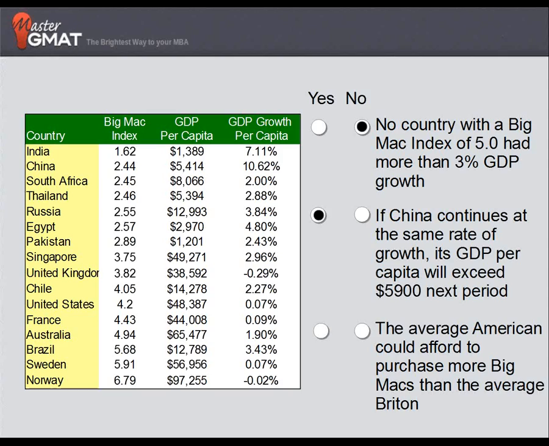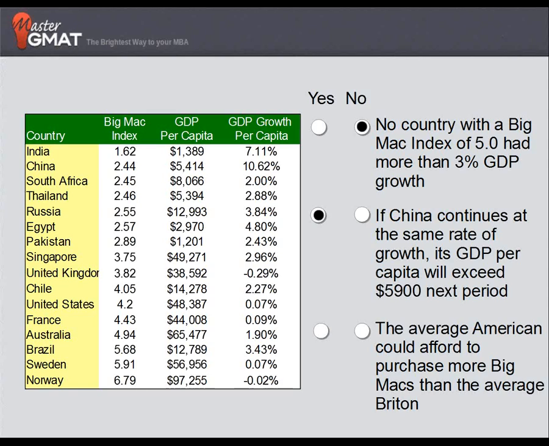Okay, so for example, with Russia, the GDP per capita is $12,993. Russia is row 5, by the way. And the Big Mac index for Russia is 2.55. So if we do the division, 12,993 divided by 2.55, we end up finding that, on average, the citizen of Russia could purchase roughly 5,000 Big Macs if they devoted every single dollar in the economy to buying hamburgers. So let's do the same unrealistic but funny comparison for the USA and for the United Kingdom.